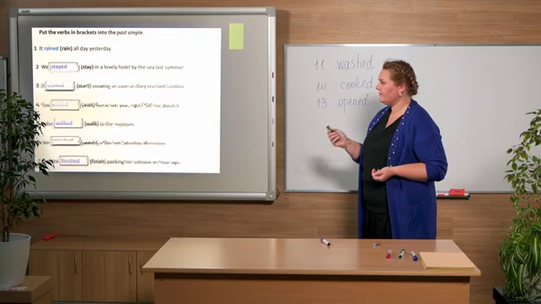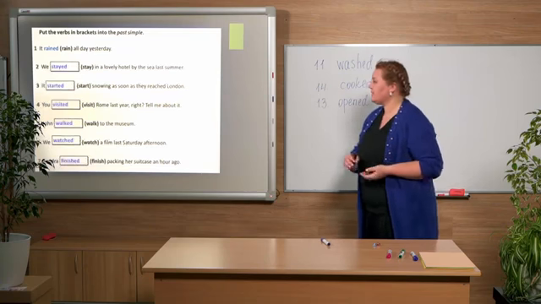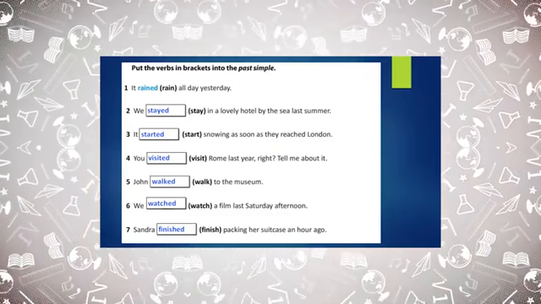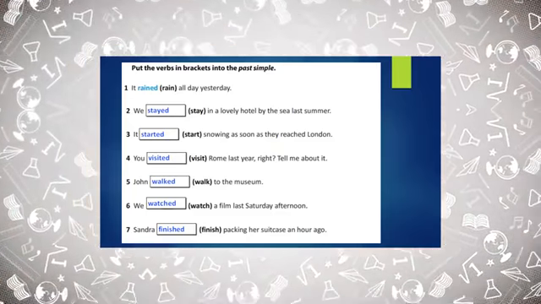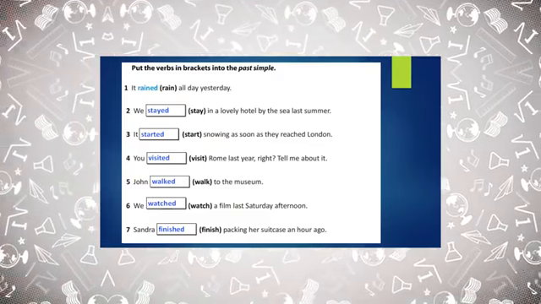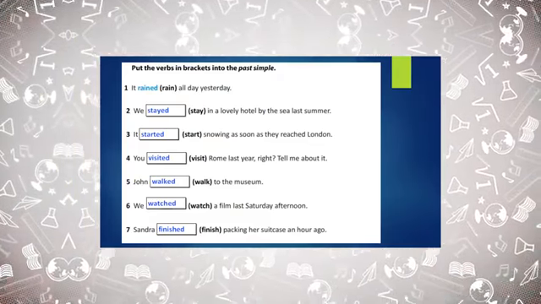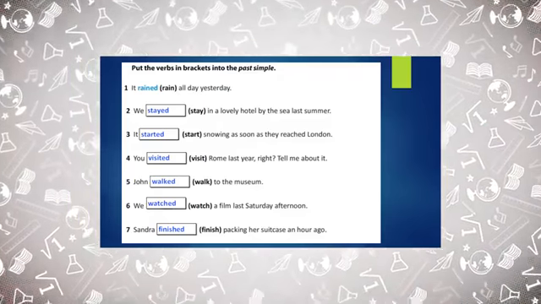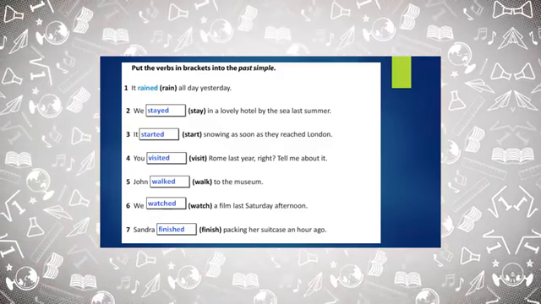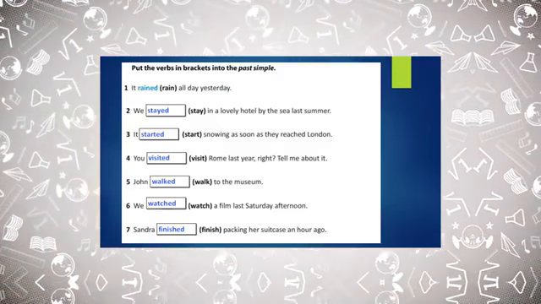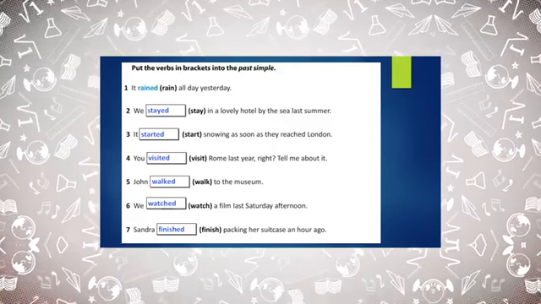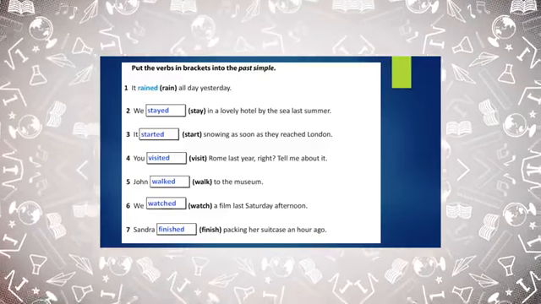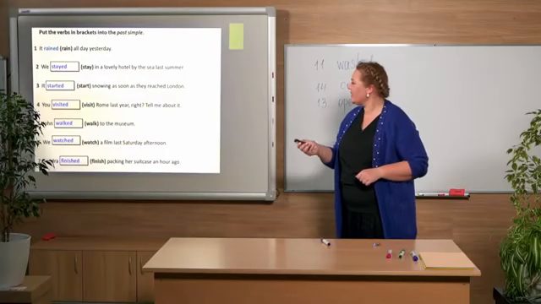Good. So the correct answers. Number 2, we stayed in a lovely hotel by the sea last summer. Number 3, it started snowing as soon as they reached London. Number 4, you visited Rome last year, right? Tell me about it. Number 5, John walked to the museum. Number 6, we watched the film last Saturday afternoon. And number 7, Sandra finished packing her suitcase an hour ago. Thank you for your job.